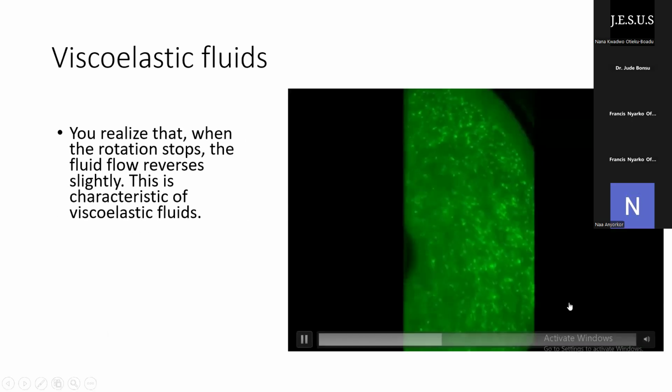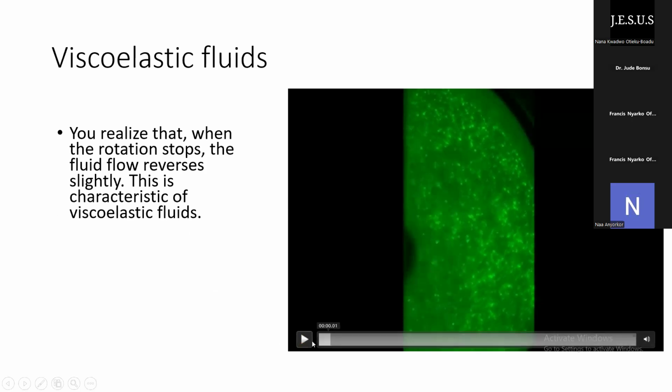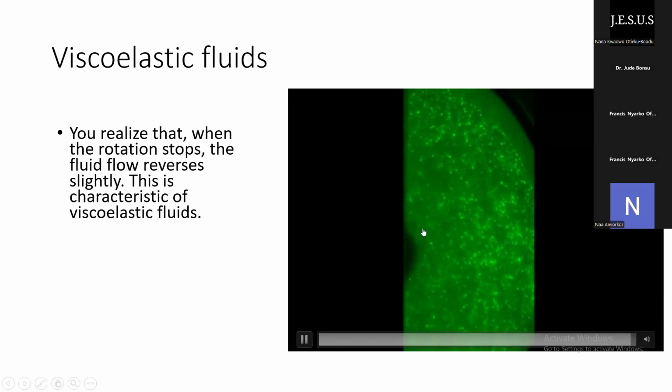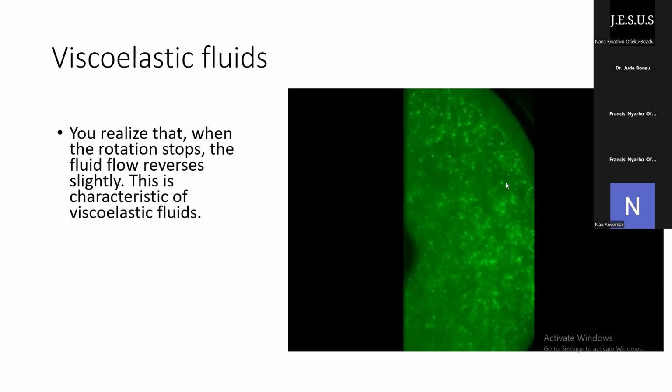So let's watch this video. Realize that as we are stirring, the fluid starts moving, right? Now, when we stop stirring, you see the fluid coming back to its original position. You can see that here. So these types of fluids are called viscoelastic fluids.